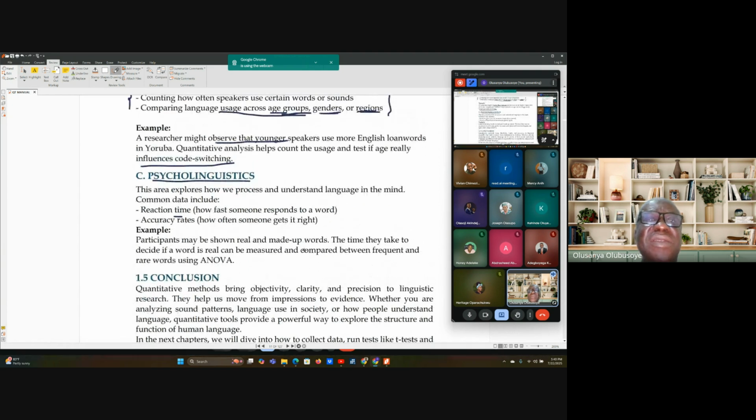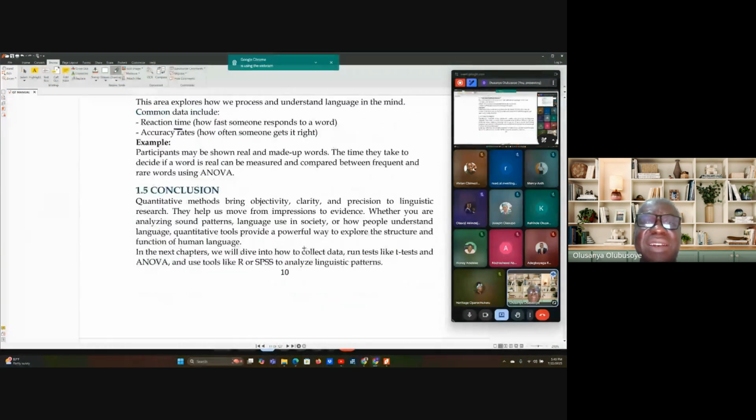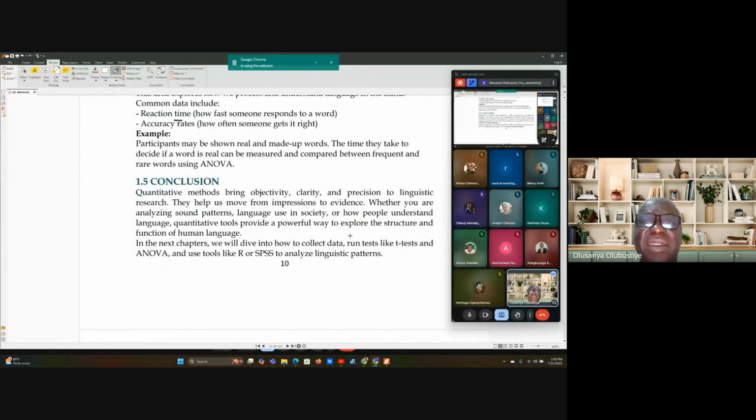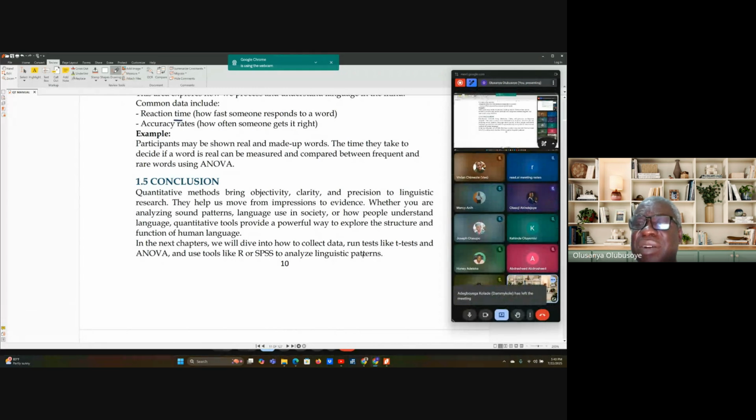So this is the rundown of chapter 1, and it is simply to let you understand what quantitative technique is all about, the importance of quantitative techniques in the study of language, and the different application areas of quantitative techniques which we have looked at.